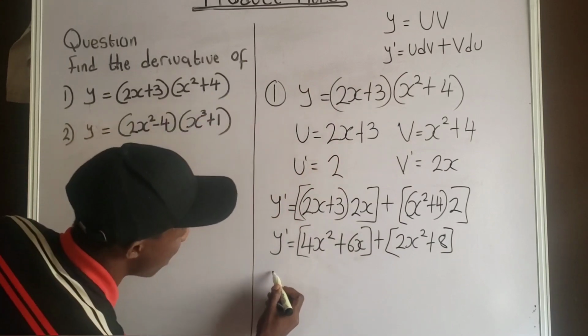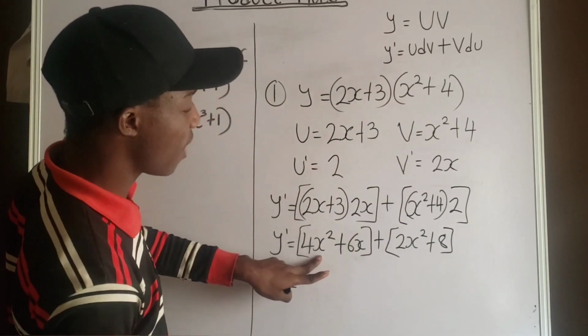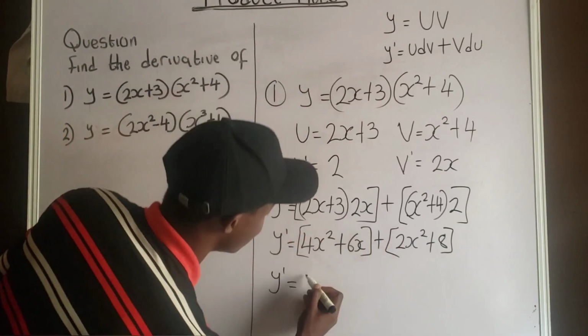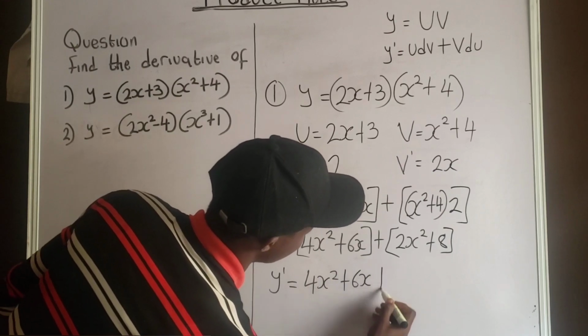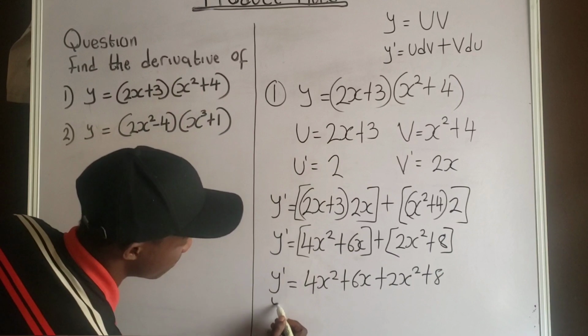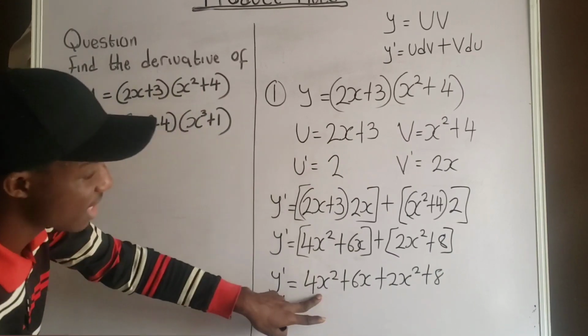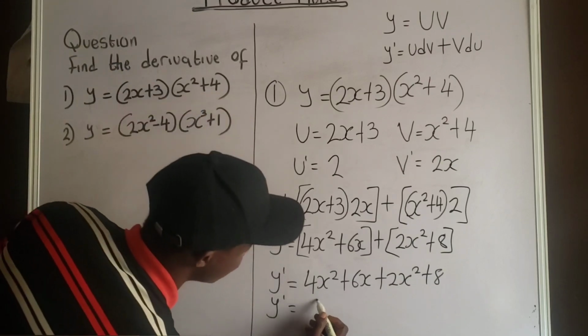So the derivative of y is equals to, if you open this bracket, you can see that we have 4x squared plus 6x plus 2x squared plus 8. Okay, we can have y prime is equals to 4x squared plus 2x squared, that is 6x squared.